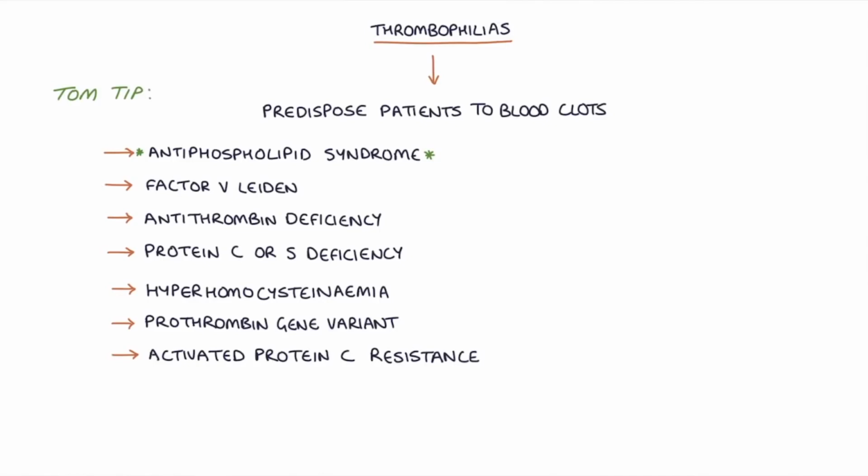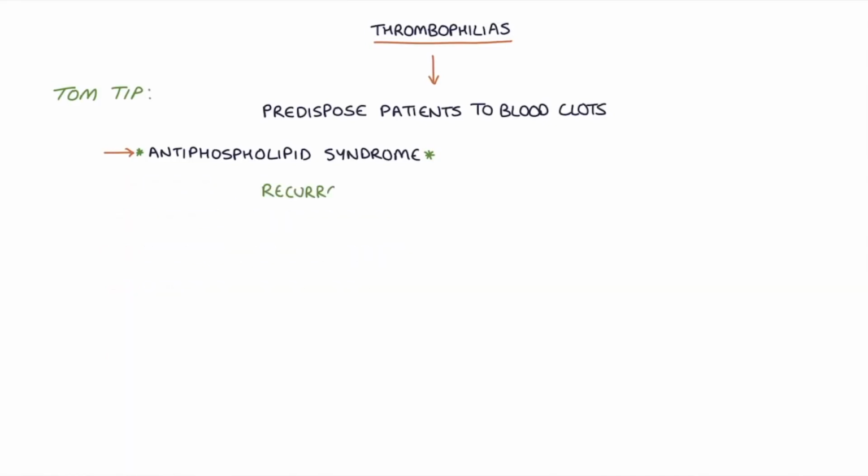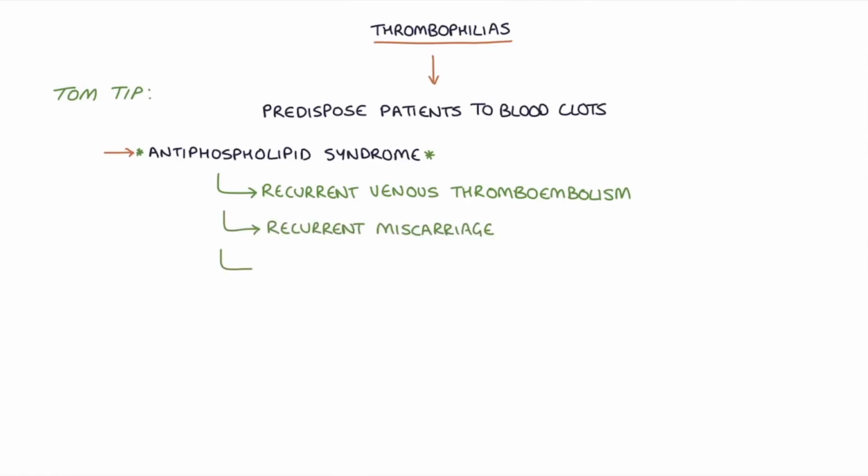A Tom tip for you, if you remember one cause of recurrent venous thromboembolism, remember antiphospholipid syndrome. The common association with antiphospholipid syndrome that you may come across in exams is recurrent miscarriage. The diagnosis can be made with a blood test for antiphospholipid antibodies.